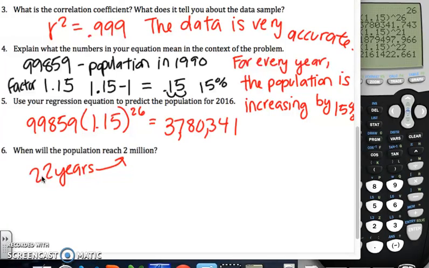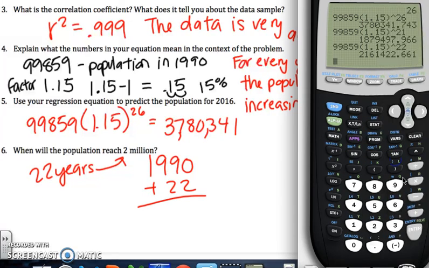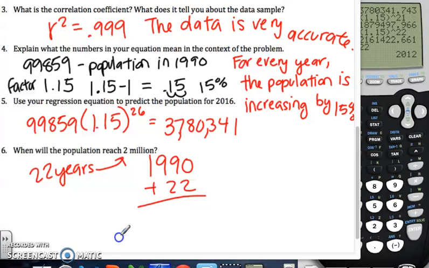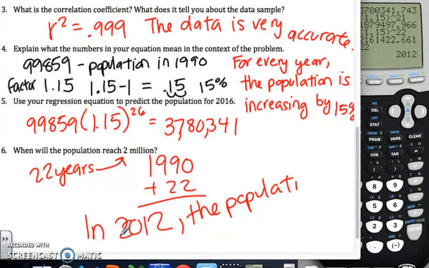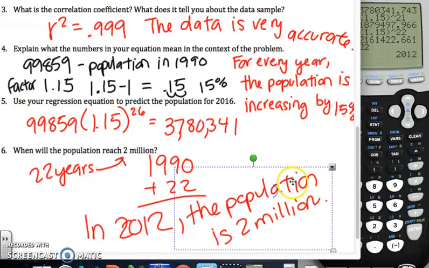So let's figure out actually what year that is. So we're starting off in 1990, and I'm going to add 22 years, and let's see what year it is. So we started off in 1990, and after 22 years, it would be the year 2012. So we could say in 2012, the population will reach 2 million. Cool. Exponentials are awesome.